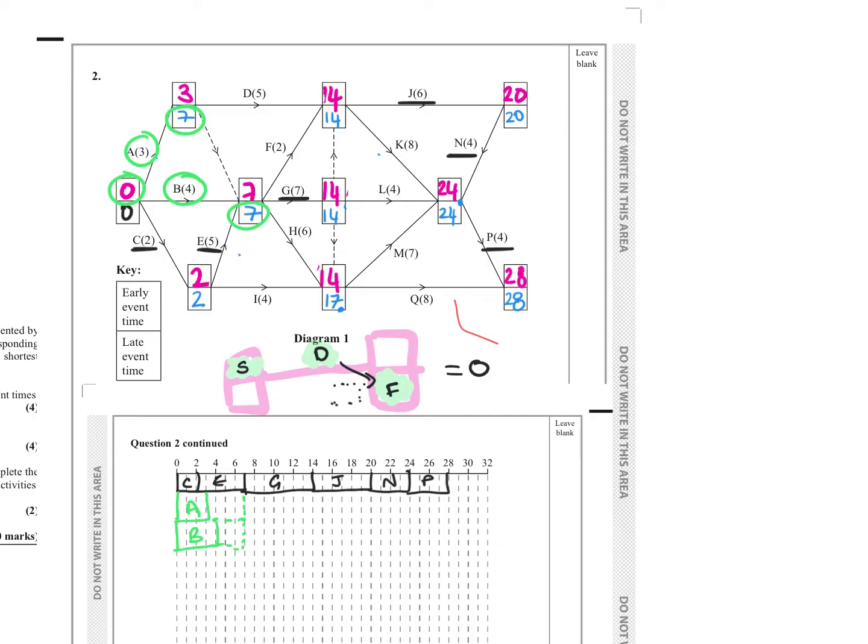Okay, what comes after B? C, but we already did it. What comes after D? So remember for D, we start at 3, it's 5 long, and then we do the dotted lines to 14. D starts at 3, it's 5 long, that takes me to 8, and then we do the dotted lines to 14.